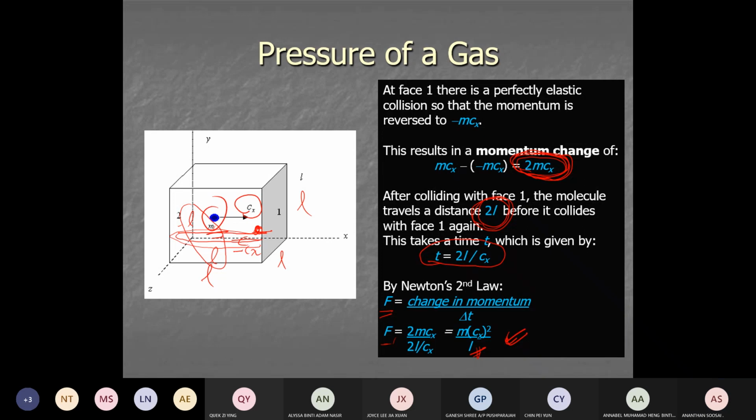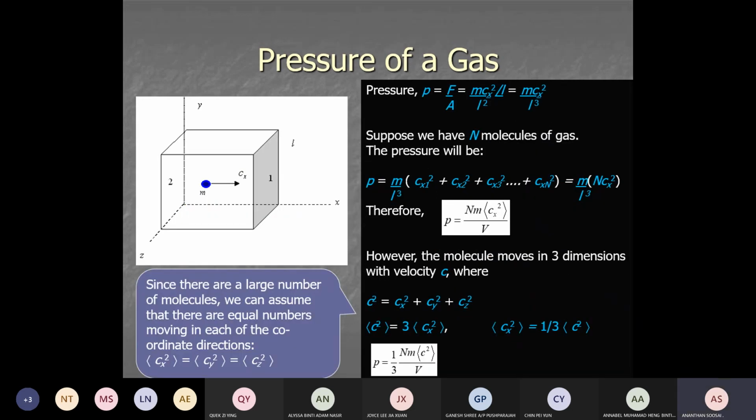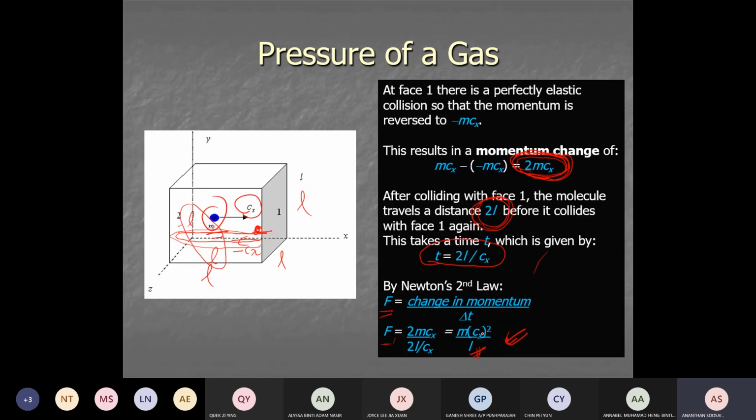Now we go for a more realistic model. The force exerted by one particle is found to be mcx squared over L, where m is the mass of one particle, Cx is the horizontal speed of the particle, and L is the length of the container.